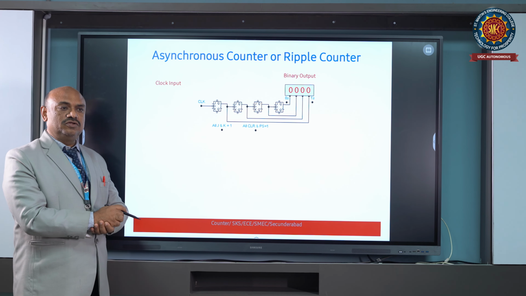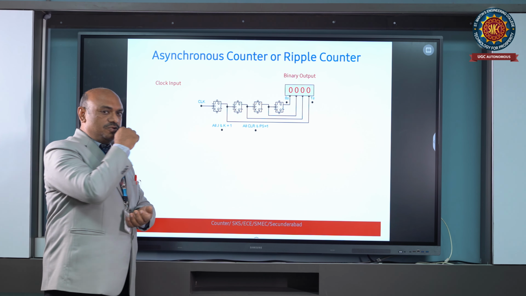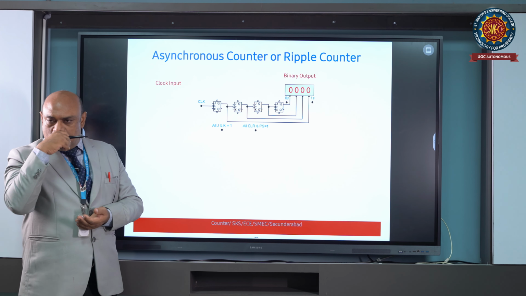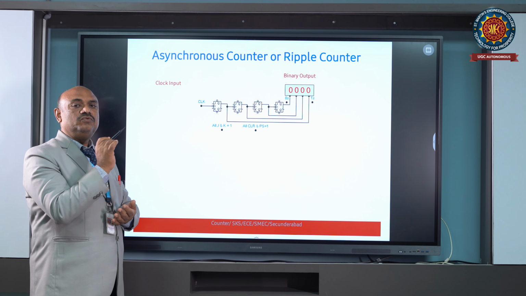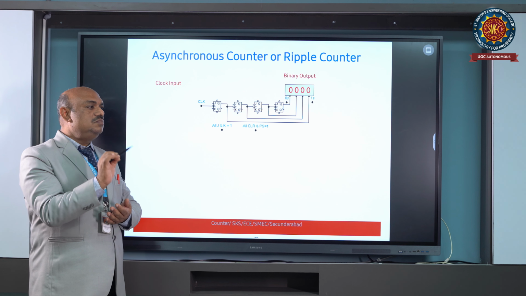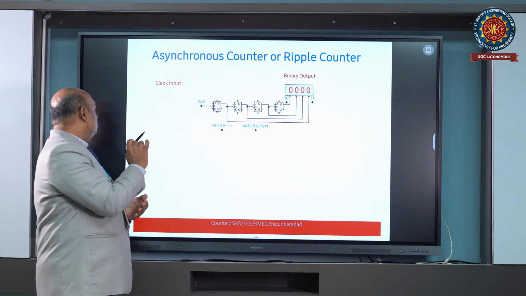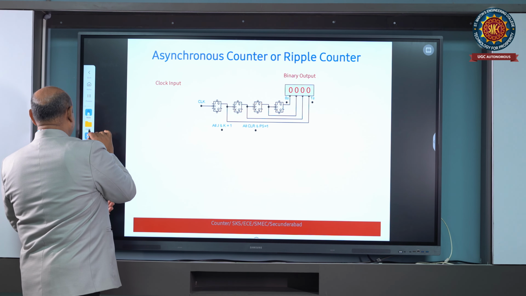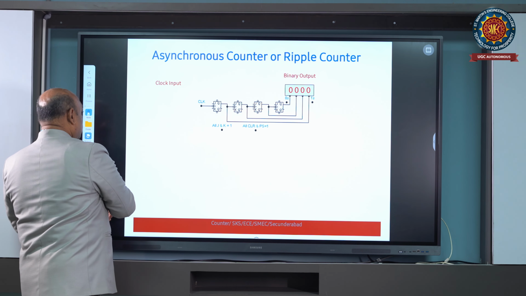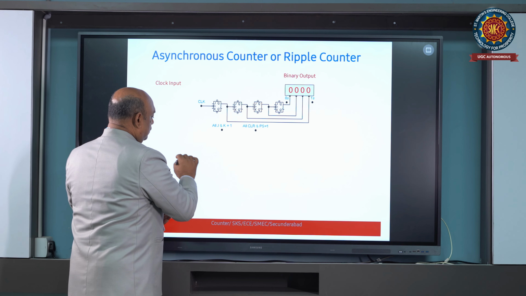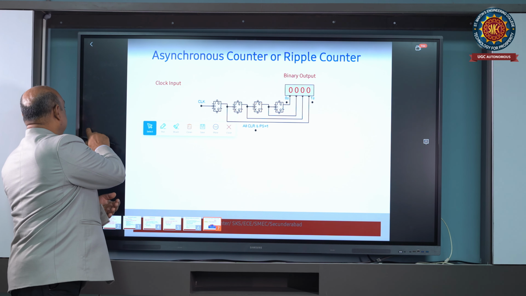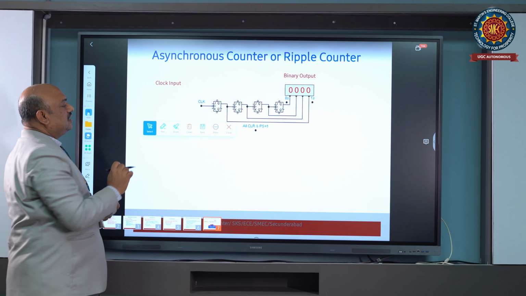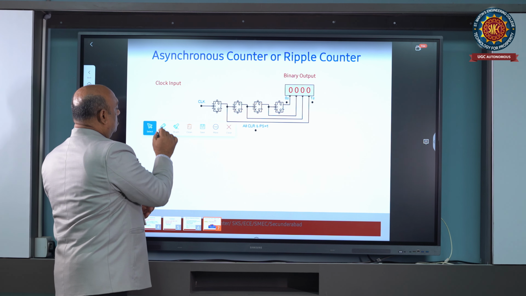In the 4-bit asynchronous counter, 4 JK flip-flops are taken. In this, all 4 JK flip-flops are kept in toggle mode. Toggle mode means that the inputs of both J and K are connected to 1. Then it is called toggle mode.